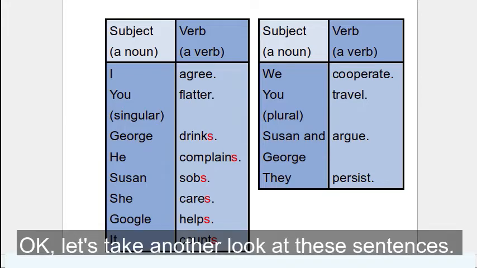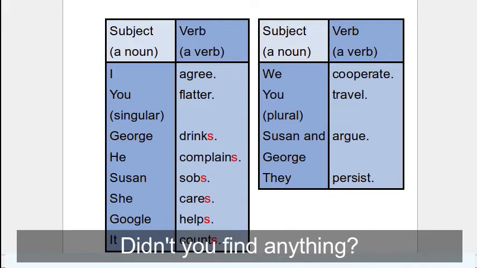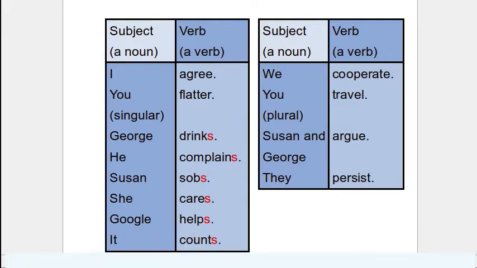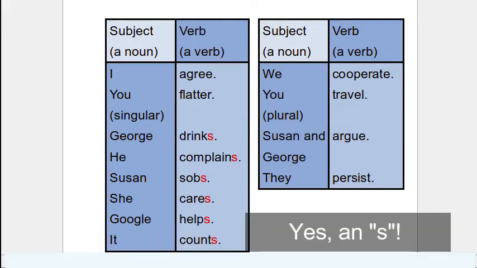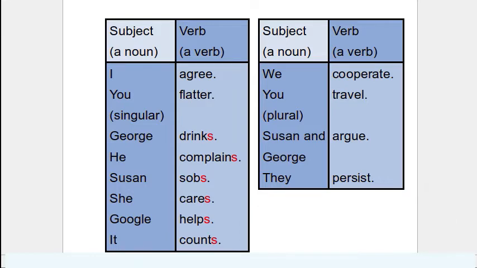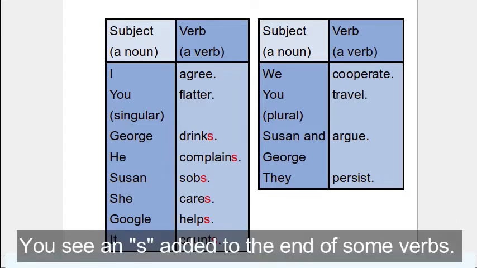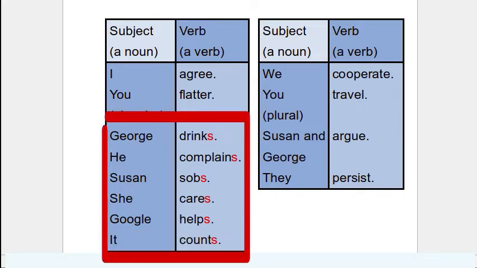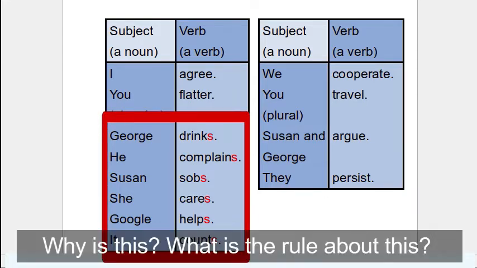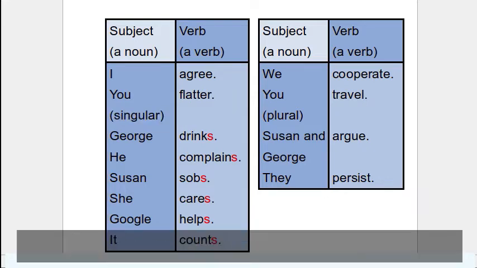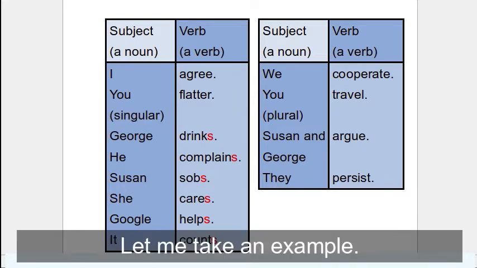Okay, let's take another look at these sentences. Didn't you find anything? Yes, an s. You see an s added to the end of some verbs. Why this? What's the rule about this? Let me take an example.